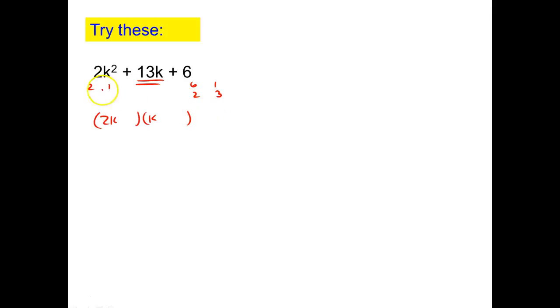Looking at the possible multiplications, I see if I multiply my 2 times my 6, that gets me 12. That's pretty close. So I'm probably going to be using those two. Let's put the 6 in the back, the 1 here. Everything's positive. And to verify, my outside is 12k. My inside is 1k. There I have 13k, which I needed. So that's correct.